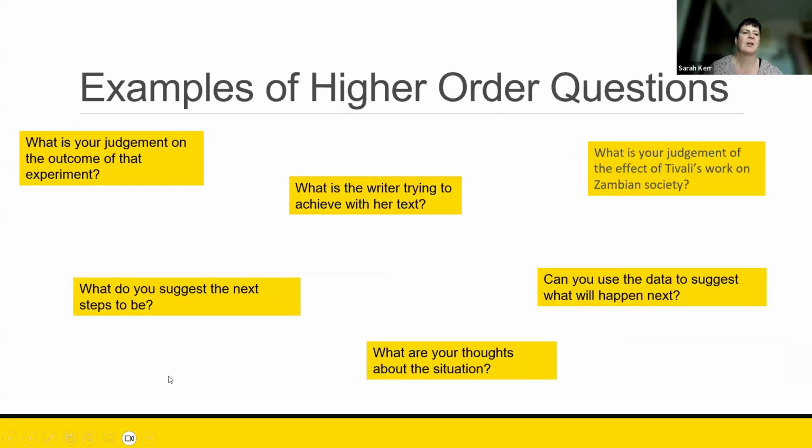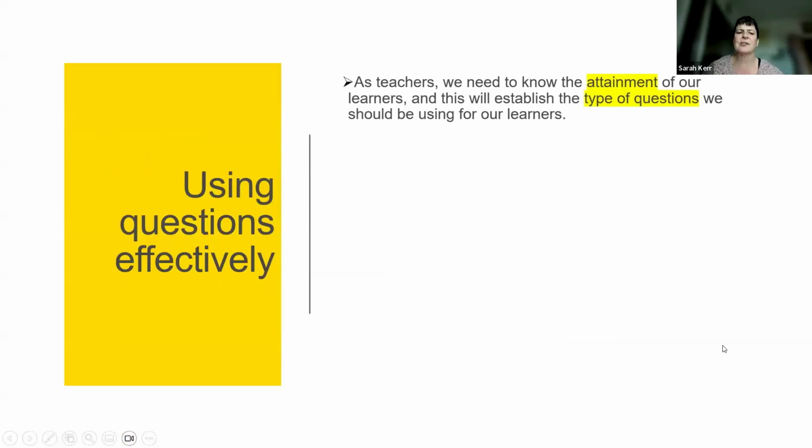Okay, and there's a few more. What is your judgment on the outcome of that experiment you might want to use in a science lesson? What do you suggest the next steps to be? So these are examples of higher order questions that would follow on from our basic recall, which might be how we would introduce or begin a lesson and the type of questions we would use. You might feel that you use them automatically without actually analysing the different types of questions that you're using. So then it's our responsibility to use questions effectively.